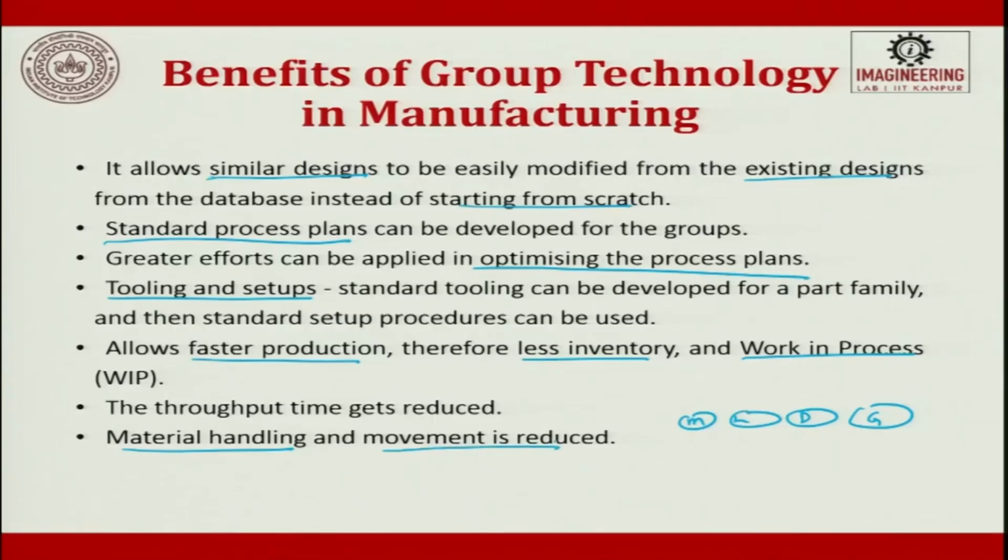So material handling is very, very important, and unnecessary movement is also reduced. Back and forth movement is reduced because any redundant movement in the factory is going to put a cost on the factory. For all these things, group technology comes up in a big way and gives a big shift in productivity in the manufacturing scenario.